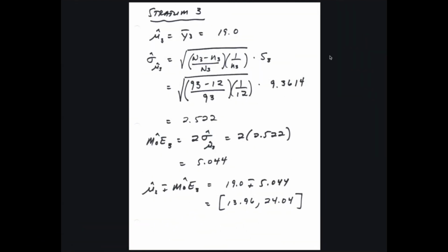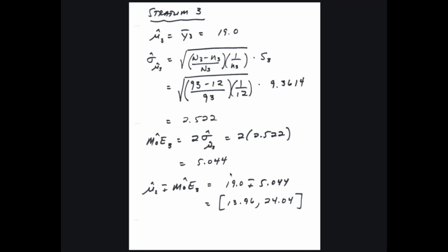And then finally, we do the same thing for the third stratum, which is this rural area. The point estimate for the average number of hours spent per week watching television in the rural area is 19.0 hours. The estimated standard error of that point estimator is 2.522 hours per week, and then we multiply that by 2 to get the estimated margin of error associated with mu hat sub 3.